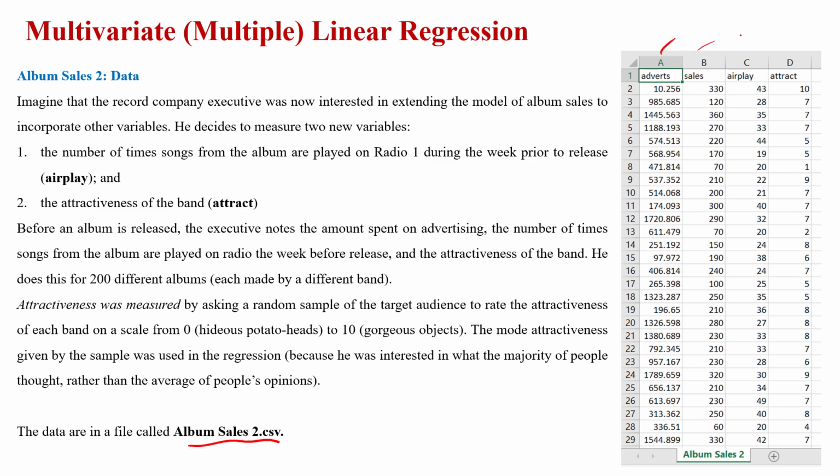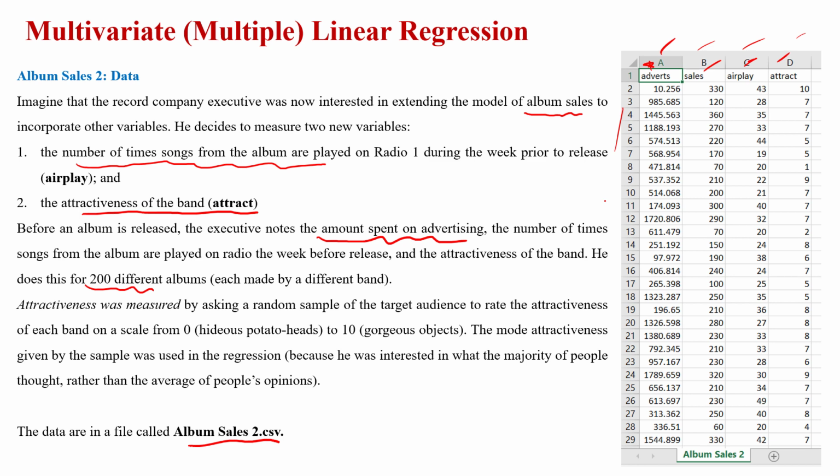So this is the data set we have. One variable is sales, indicating the album sales. Another is airplay, indicating the number of times a particular song from the album plays on the radio. Another is attract, the attractiveness of the band. And the last one is the advertisement budget, how much we have spent on the advertisement. This data set was collected from 200 different albums.